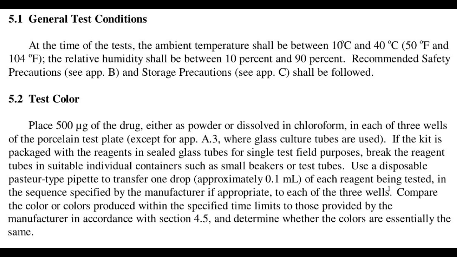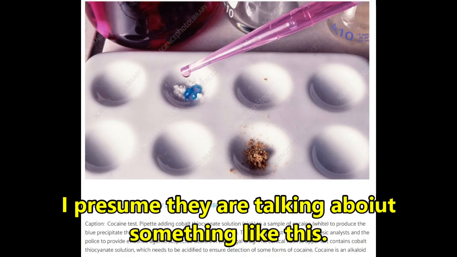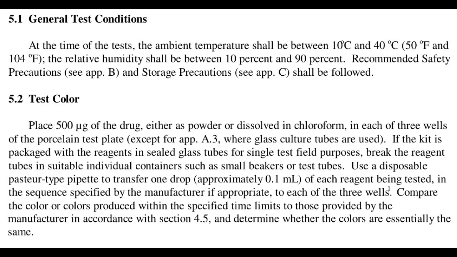To carry out these tests, place 500 micrograms of the analyte, that's half a milligram, either as a powder or dissolved in chloroform, presuming most people will use a powder, in each of 3 wells on the porcelain test plate. Obviously, a user is going to test their shit once with a reagent test. If they're especially bright, they might use 2 or 3 different tests to be absolutely sure of the result. Or as sure as you can be using only reagent spot tests.